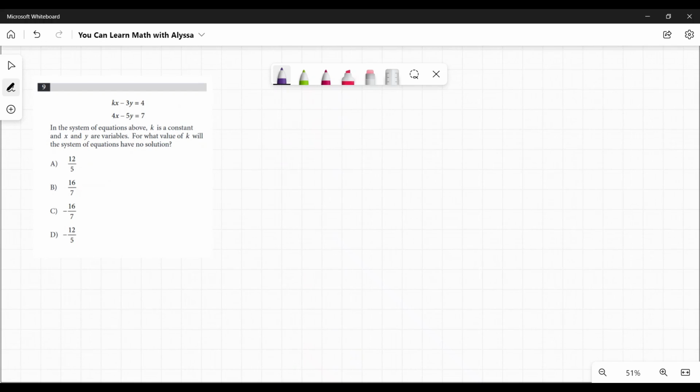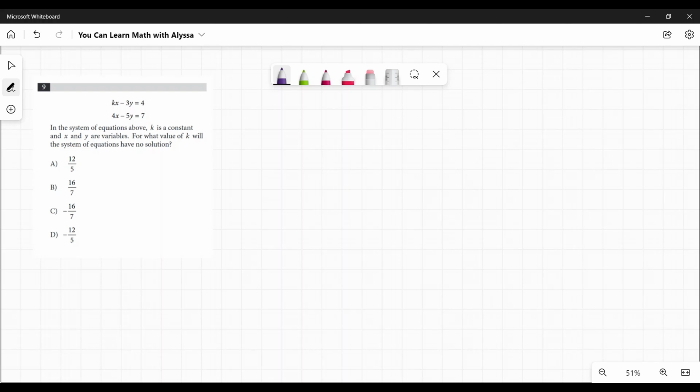Right, number 9. kx minus 3y equals 4, and 4x minus 5y equals 7. In the system of equations above, k is a constant and x and y are variables. For what value of k will the system of equations have no solution?